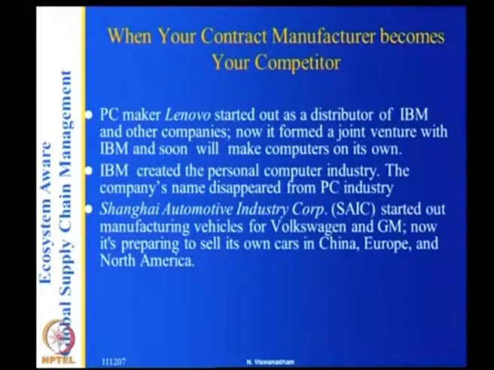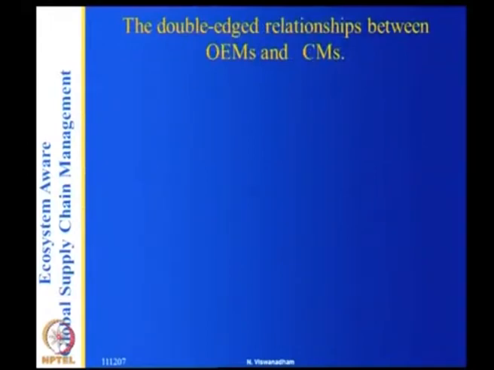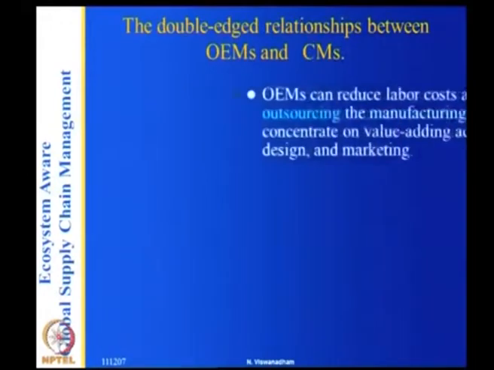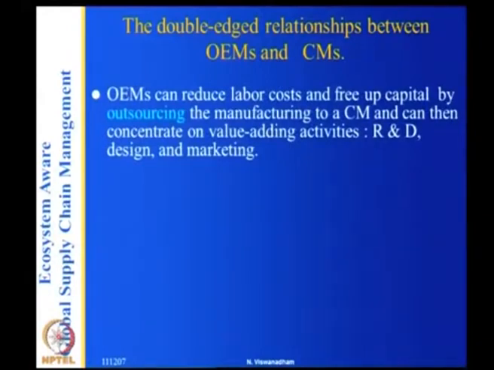So your contract manufacturer becomes your competitor. That's a possibility, certainly. So one has to be careful if you want to protect yourself from this kind of thing. So, the double-edged relationship between OEMs and CMs. OEMs can reduce labor costs. Why are you outsourcing? You're outsourcing because you want to reduce the labor costs, free up capital by outsourcing the manufacturing to the contract manufacturer, and then concentrate on value-adding activities like R&D, design, and marketing. Right? Manufacturing is a commodity activity, so you want to outsource it, and you concentrate on design and marketing and sales.